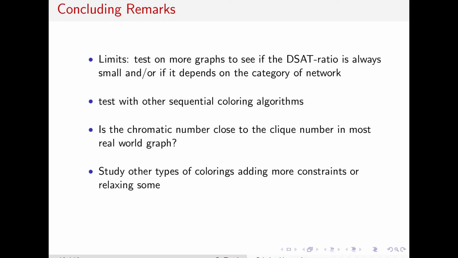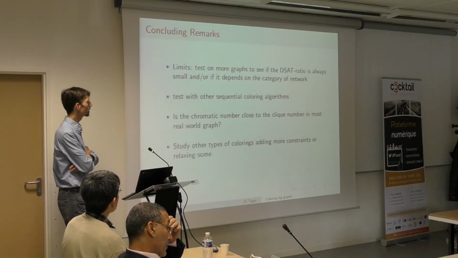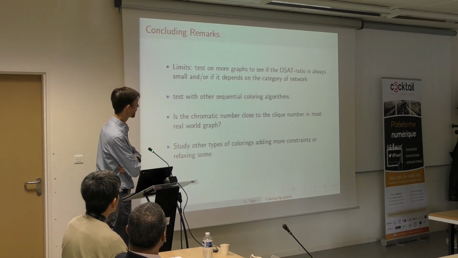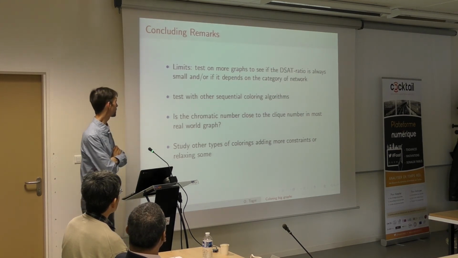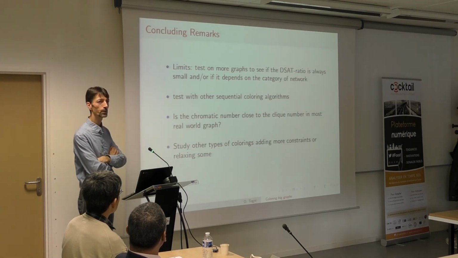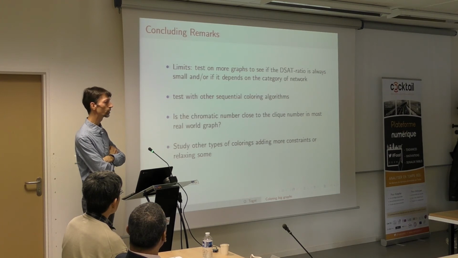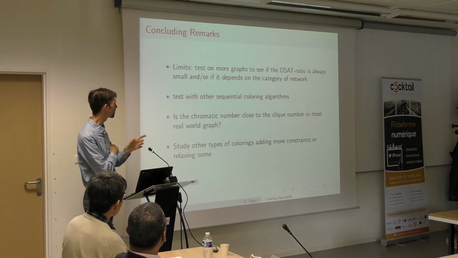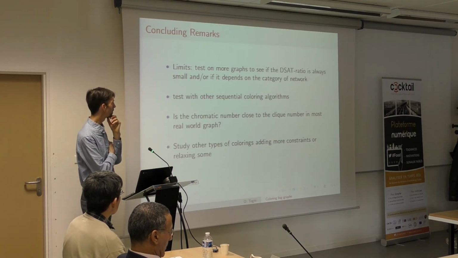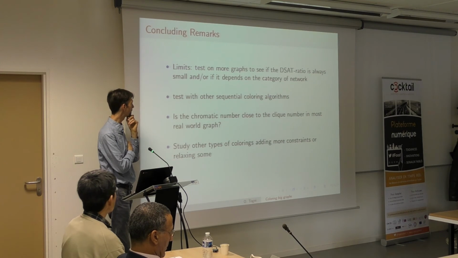And to conclude, of course there are weaknesses in this beginning of work. We have perhaps to test on more graphs to see if this DSAT ratio is always small, or if it depends on the category of network. We can test it with other sequential coloring algorithms and DSAT-ratio. I tried the natural ordering, and it is not as good as for DSAT-ratio. So we do not have small ratios for this ordering.